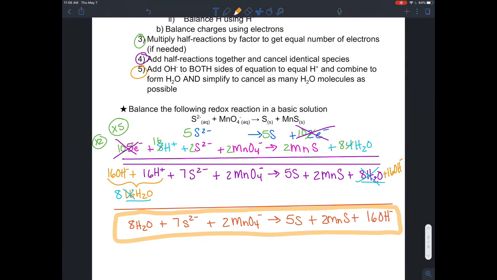So just one extra step. I find that most of the time we are actually looking at the acidic solution scenario, but it's possible to see both of them. And so this gives you an example of both.